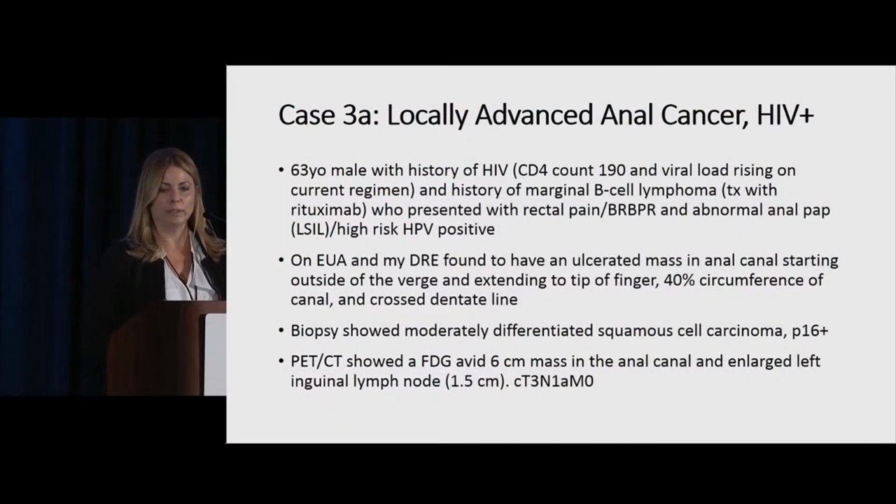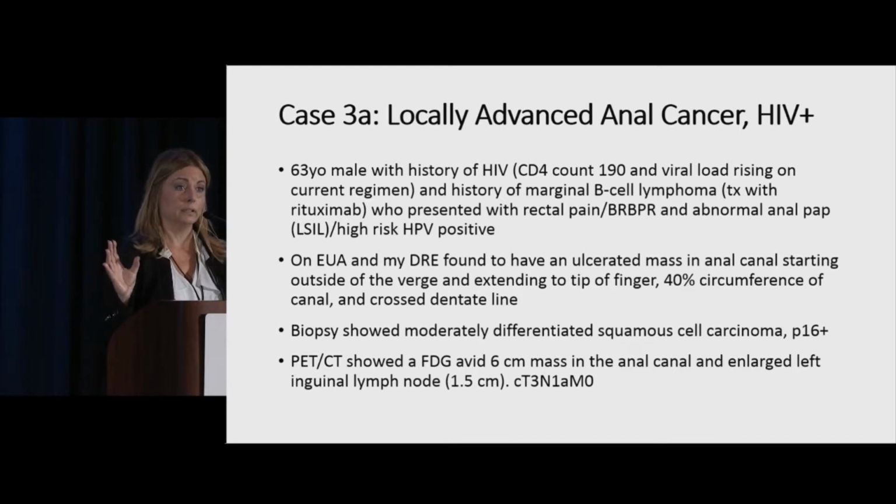So the first case is a 63-year-old gentleman with a history of HIV. He had a CD4 count of 190 and a history of B-cell lymphoma. And he presented with rectal pain, bleeding, an abnormal anal pap, and high-risk HPV positivity. So on his exam under anesthesia and on my digital rectal exam, he had a mass in his canal. It actually started outside of the verge.